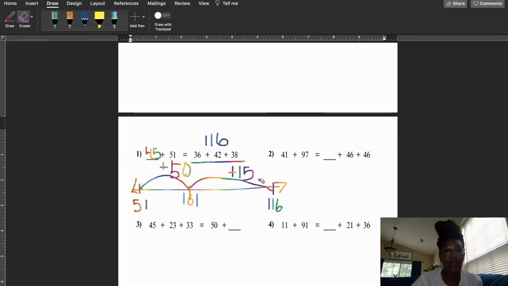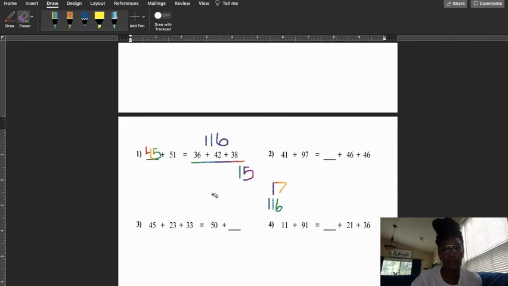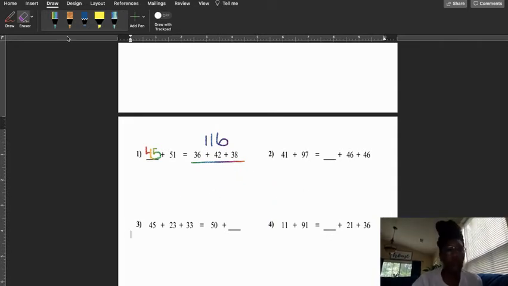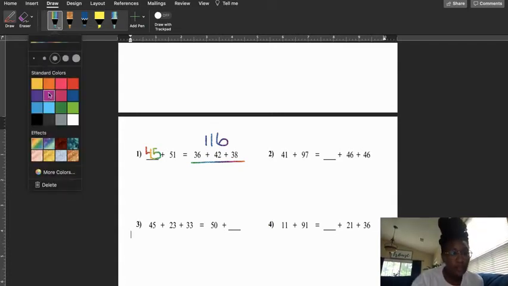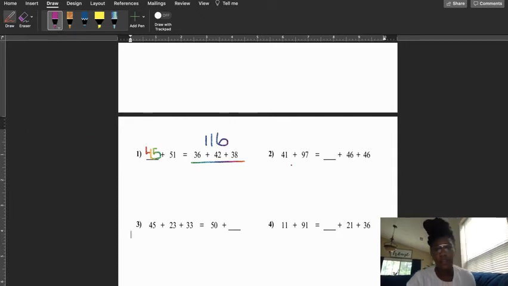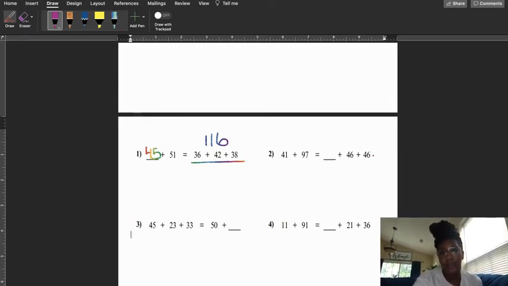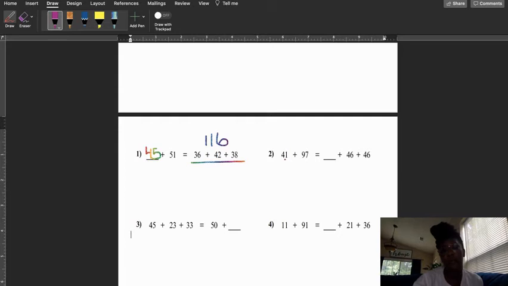So I'm going to erase all of this here that I have. And if you need to see it, you can just rewind the video. Because I'm going to erase this so we can use the space. And I'm going to use a different color. All right, so we have 41 plus 97 is equal to blank plus 46 plus 46. So what side do I need to start on? The side without the missing add-in. So that would be 97 plus 41.